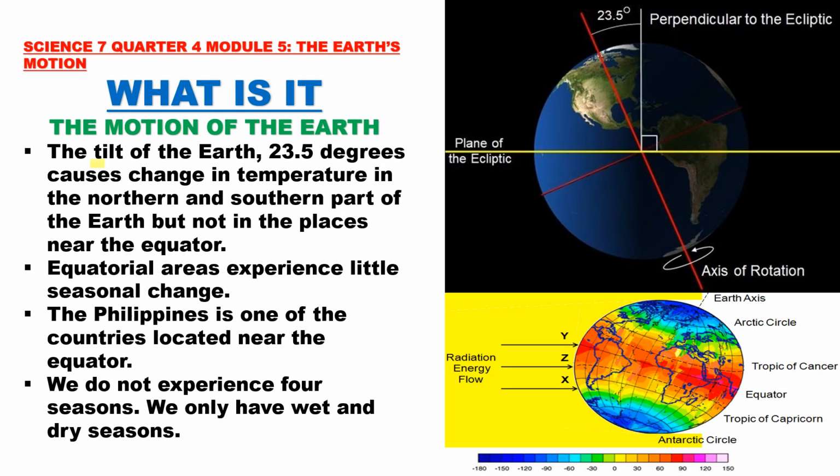The tilt of the Earth's axis by 23.5 degrees causes change in temperature in the northern and southern part of the Earth, but not in the places near the equator. Equatorial areas experience little seasonal change. The Philippines is one of the countries located near the equator. We do not experience 4 seasons, we only have wet and dry seasons.